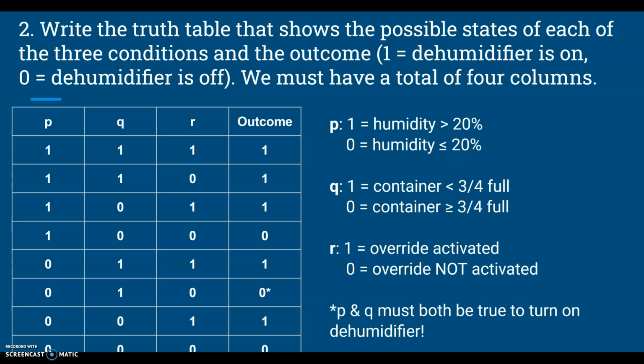Using these three conditions, we will create a truth table as seen here with an outcome based on these three conditions. Of course, in generating the outcome column, we also have to be careful to remember that P and Q will only result in a one outcome, meaning that the dehumidifier is turned on, provided that both of them are true.